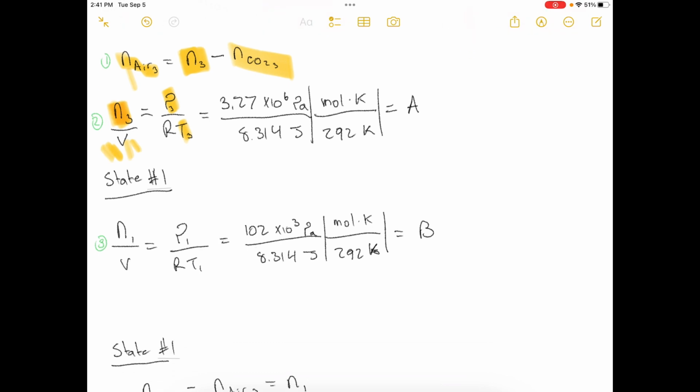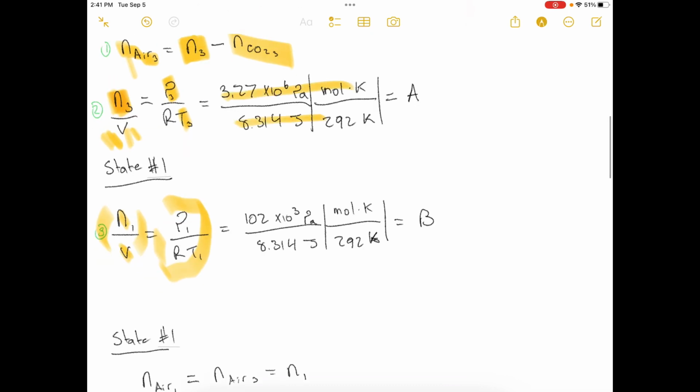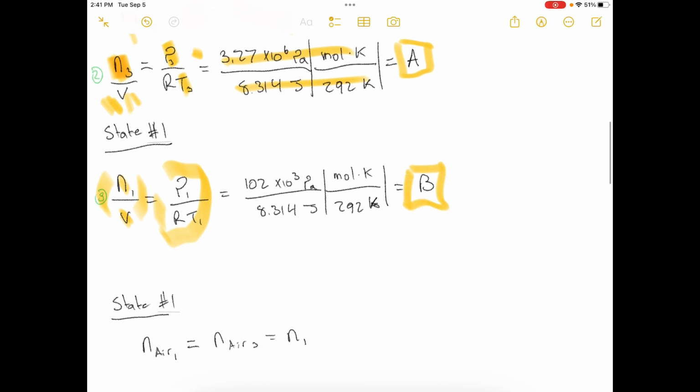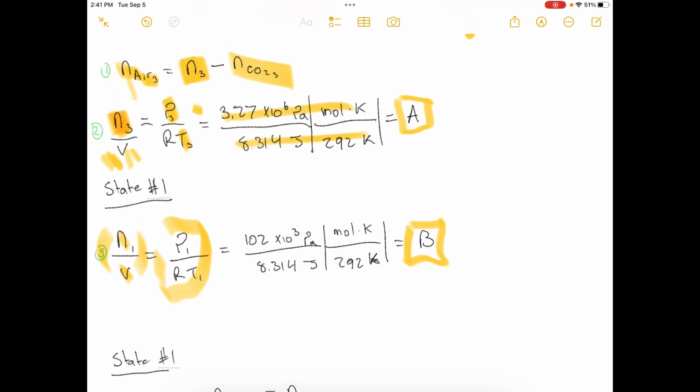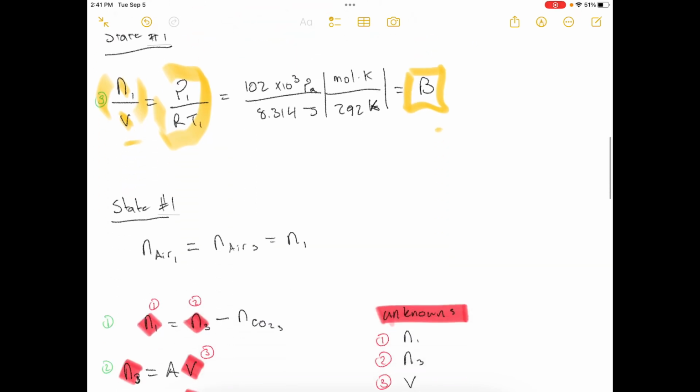And then in state 1, we also don't know the volume, so we can't actually solve for n. But we do know the temperature and the pressure. So we multiply those out and we say all this equals A, because I don't want to write down the number every single time I need to use it, and then this equals B. Now we have 3 equations and 3 unknowns, it looks like. They're pretty simple equations, so I'm just going to go ahead and rewrite the ones that we know down here.